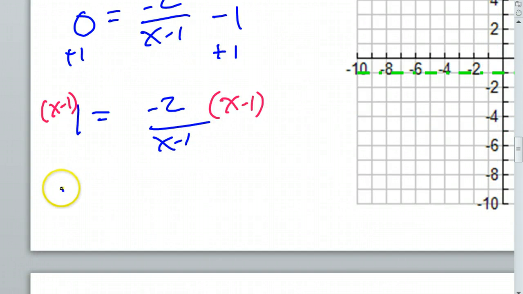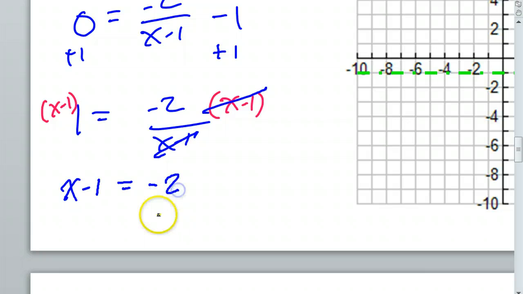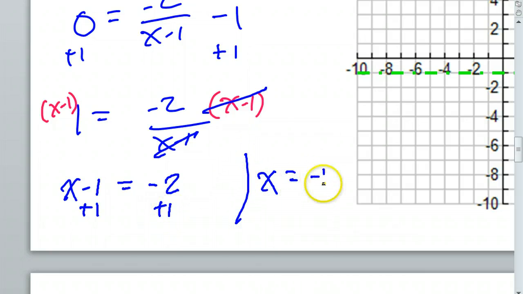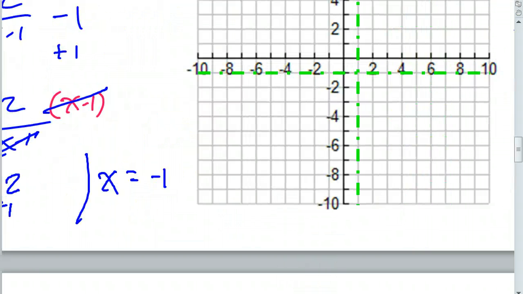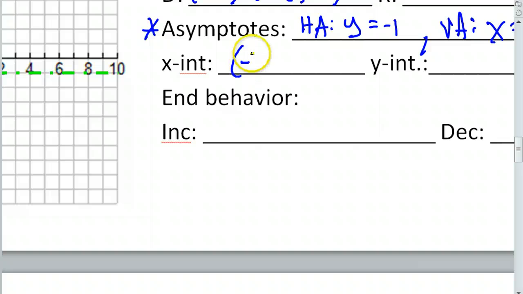We're looking for the x-intercepts. So that'll give me x minus 1, and these are canceling out. So that gives me x minus 1 is equal to -2. So that's going to give me x equals -1. So this is going to give me my x-intercept. Since that's my x-intercept, I'm going to put -1 for my x value, which means the y value is automatically 0.